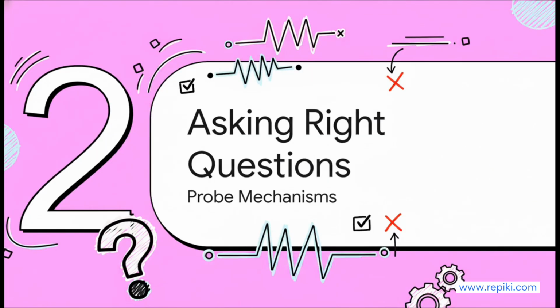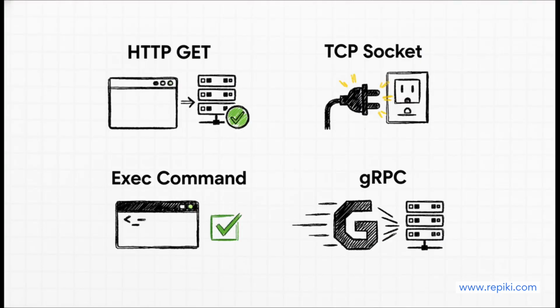Okay, so we get what the probes are for, but how do they actually work? How do they ask the application if it's healthy? And more importantly, how can we tweak their behavior? Let's dive into the mechanisms and the parameters. So Kubernetes gives us four main ways to check on things. By far the most common is an HTTP GET. It's perfect for any web service. You just give it a health endpoint like /healthz, and if it gets a successful status code back, everything's good.